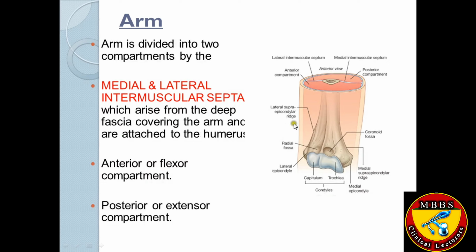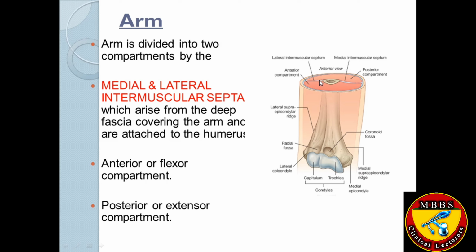When you dissect the arm, you find that it is divided into two compartments by the medial and the lateral intermuscular septa. These septa, these partitions, arise from the deep fascia covering the arm and are attached to the humerus, on the medial and the lateral supraepicondylar ridges of the humerus.